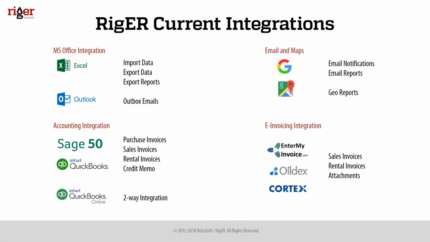Email and map give us an opportunity to do email notification and reporting, and geo reports give us an opportunity to integrate with Google Maps and place our equipment and show all the jobs in Google Maps. And another big point is e-invoicing integration. Through Enter My Invoice, we connect with Oildex and Cortex, and we can send sales invoices and rental invoices with attachments.